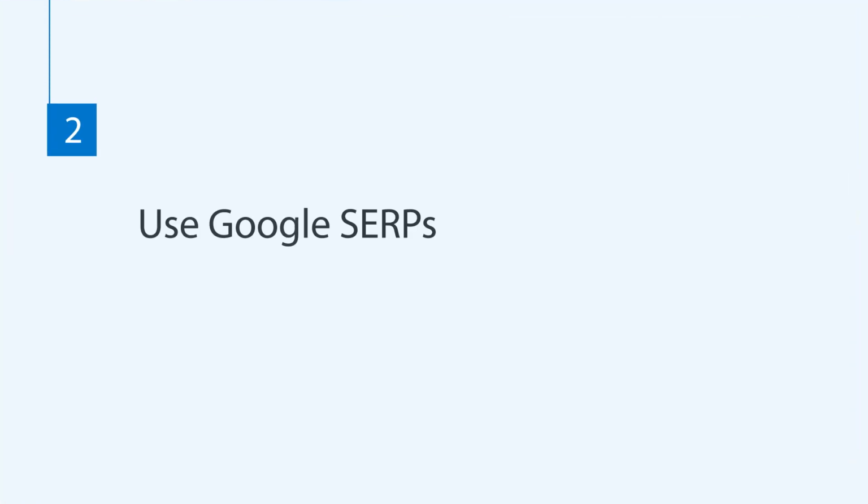Now that you understand what search intent is, let's move into how you can spot it in real time without the need to manually analyze every keyword. Point number two is use Google SERPs to decode intent.